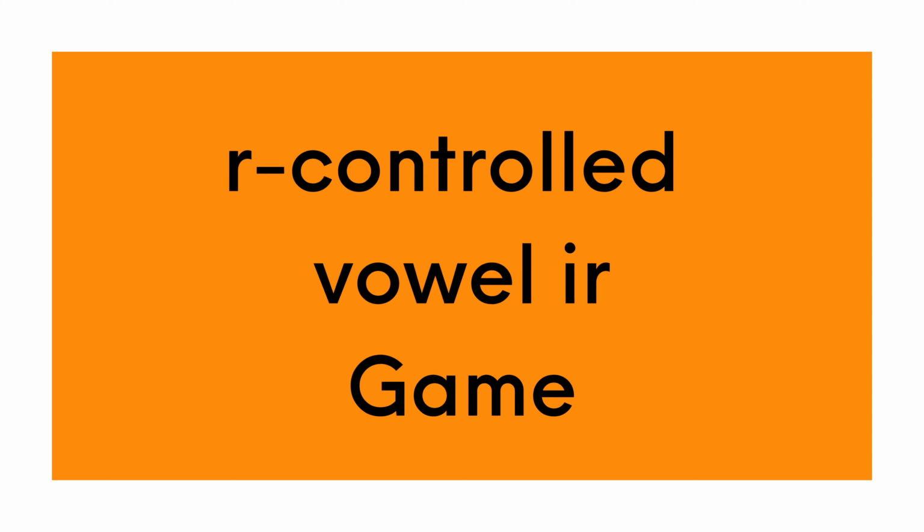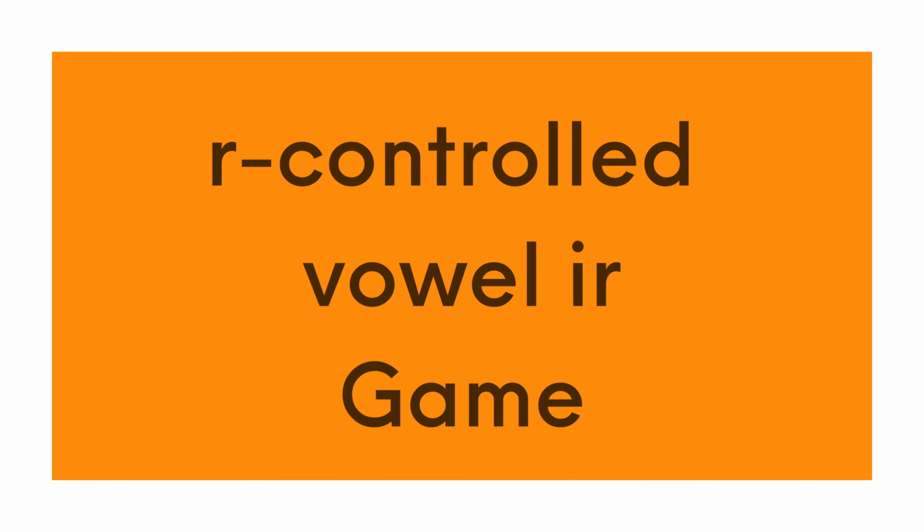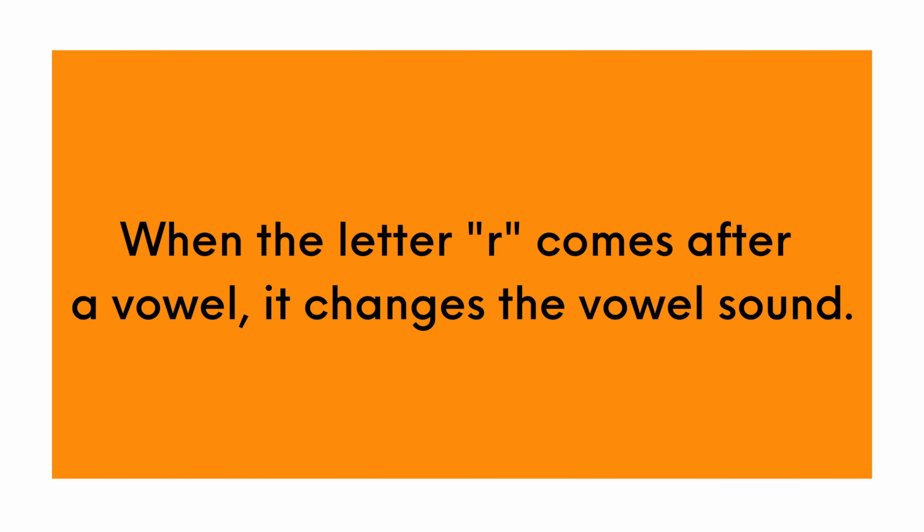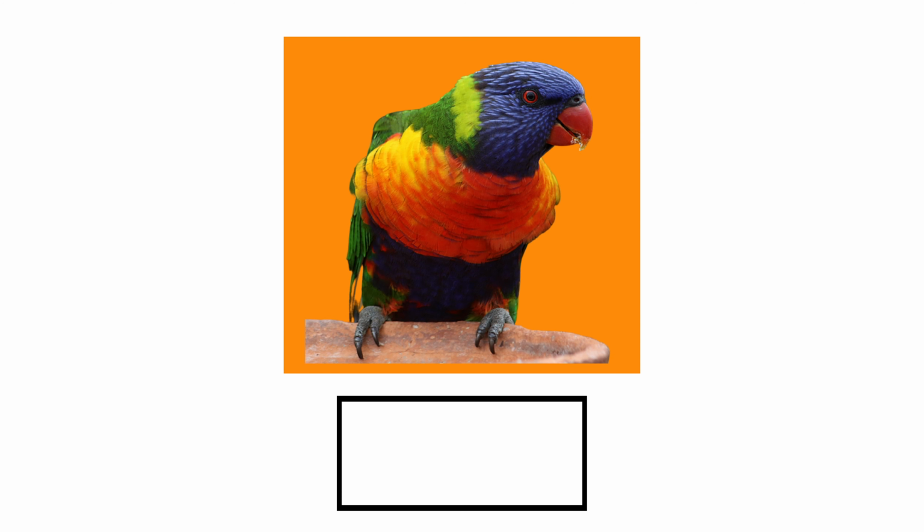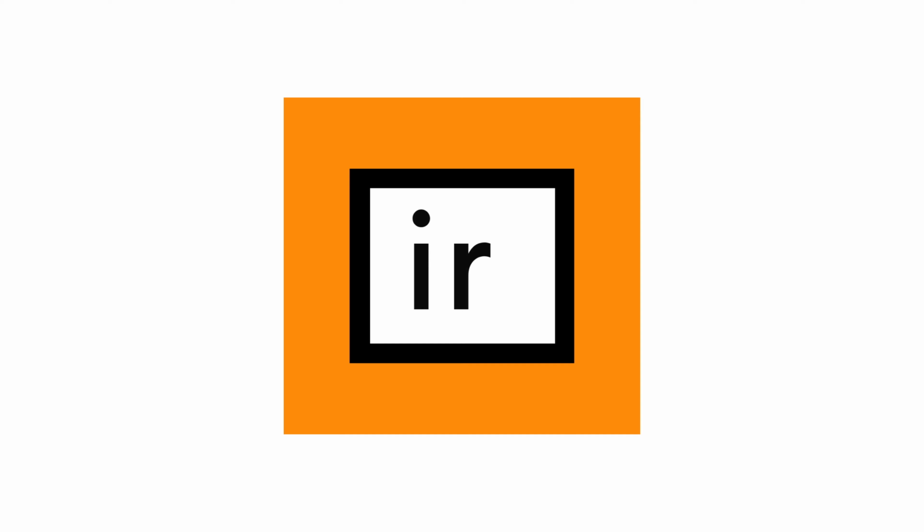It's time to play an R-controlled vowel IR game. When the letter R comes after a vowel, it changes the vowel sound. For example, we don't say b, i, r, d. Instead, we say b, er, d, bird. Remember, IR makes the er sound.